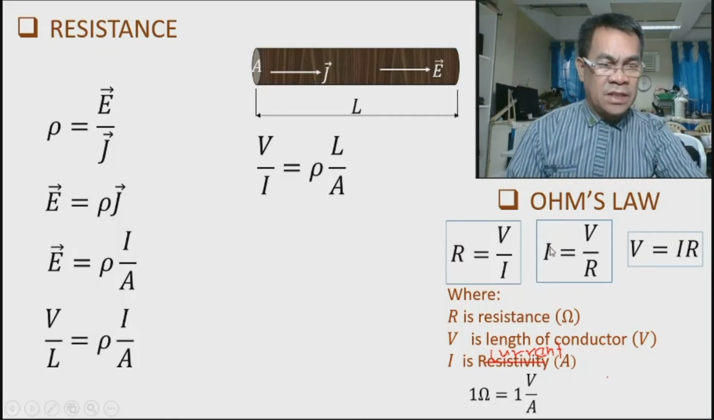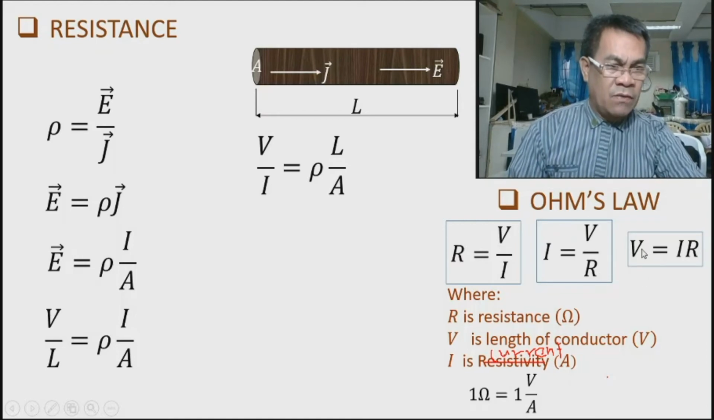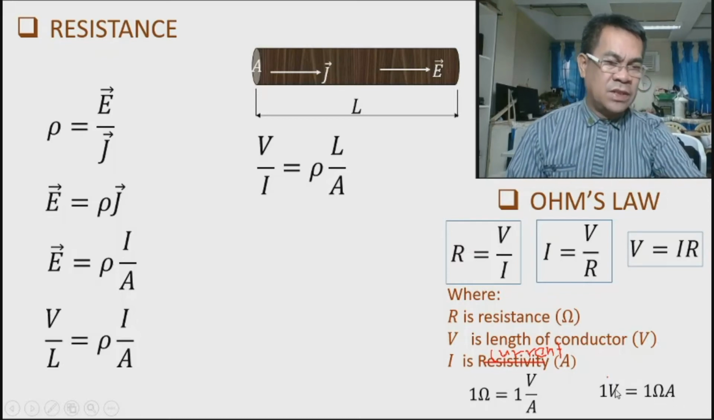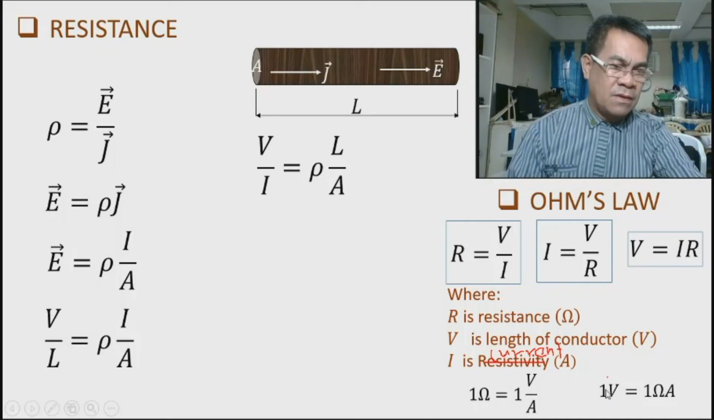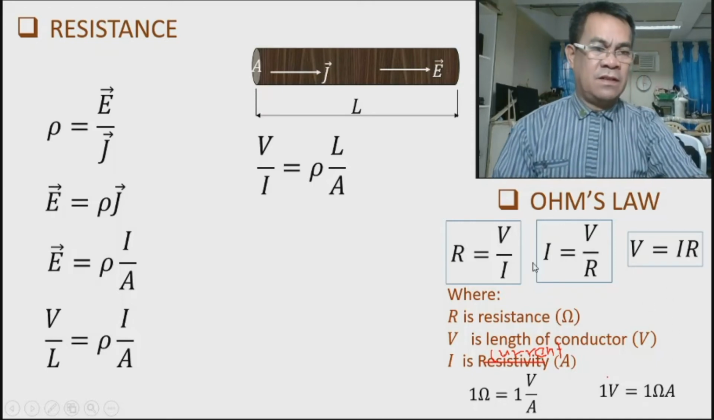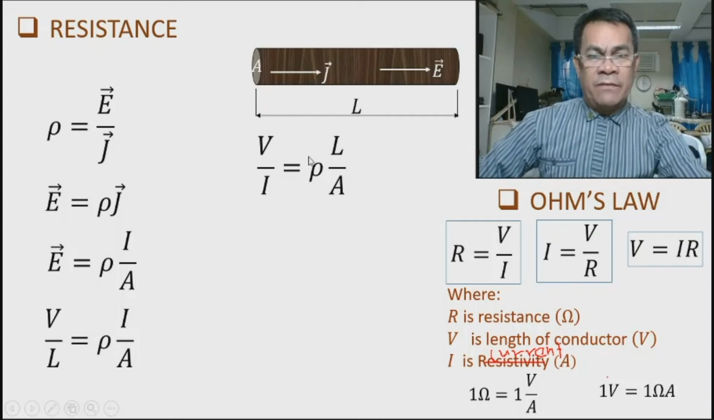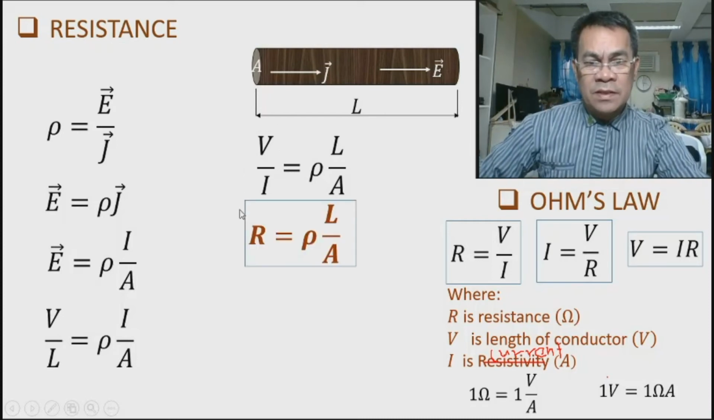So therefore, look at this one, I, this is ampere. So 1 ampere is equal to 1 volt per ohm. Or this one, 1 volt is equivalent to 1 ampere ohm. So this is the meaning of 1 volt. So again, this is okay. Going back to this problem, so therefore, this will now become R.